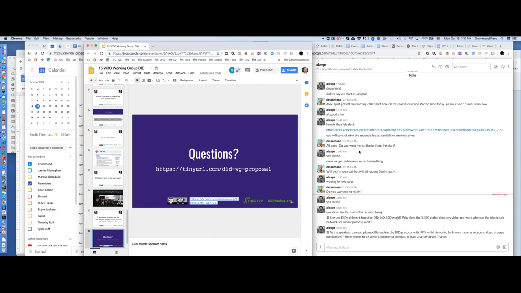So quickly, in the interest of time, let's get to the second question. Another question we do get quite a bit: can you please differentiate the DID protocol from IPFS, the Interplanetary File System, which Protocol Labs has been developing for some time? The questioner points out IPFS tends to be known as more of a decentralized storage mechanism, but there seems to be some fundamental overlap, at least at a high level.